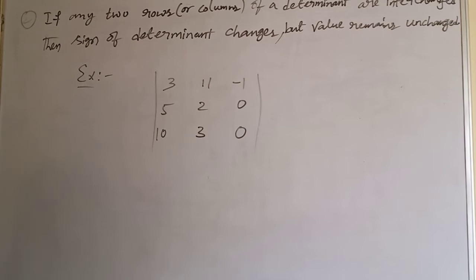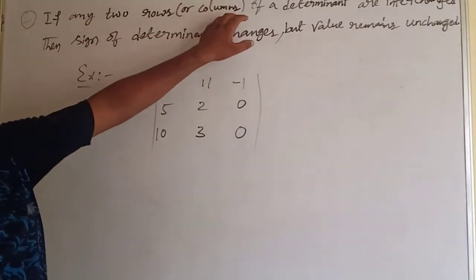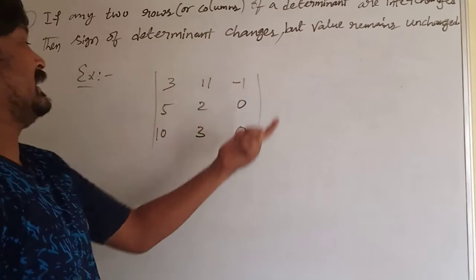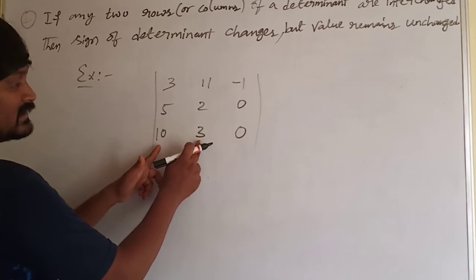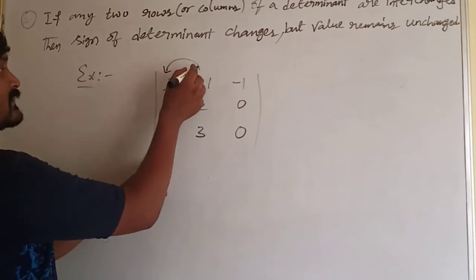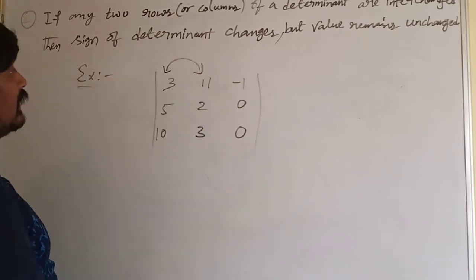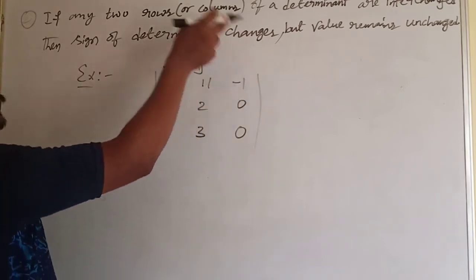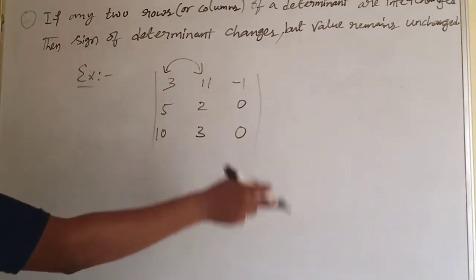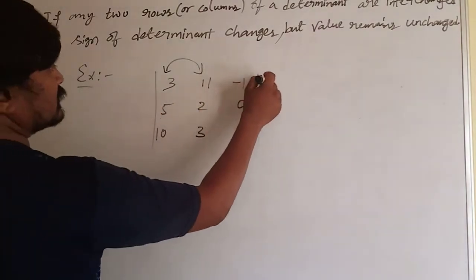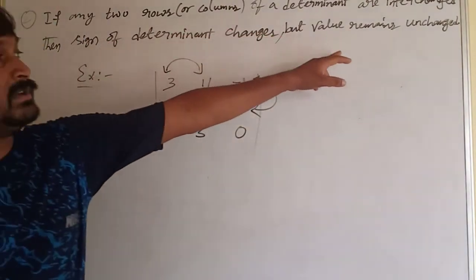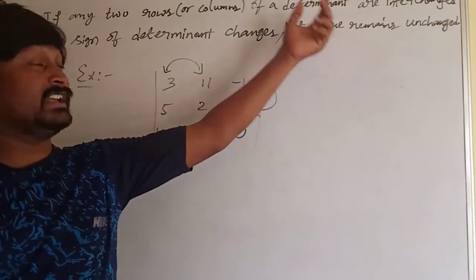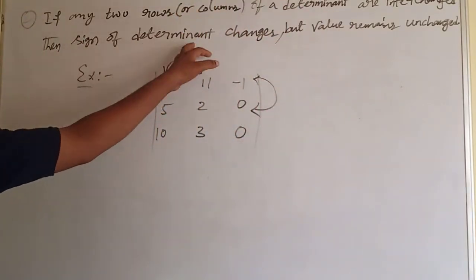Alright, let's move on to the second one. If any two rows or columns of a determinant are interchanged, like these two columns, first one as second one and second one as first one, or the first with the third, the second with the third, however you wish, or the rows also. So if you interchange, what will happen? The determinant value cannot be changed, the value remains unchanged, but the sign of the determinant changes.